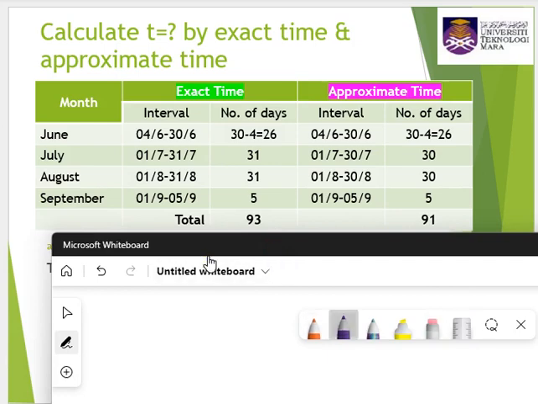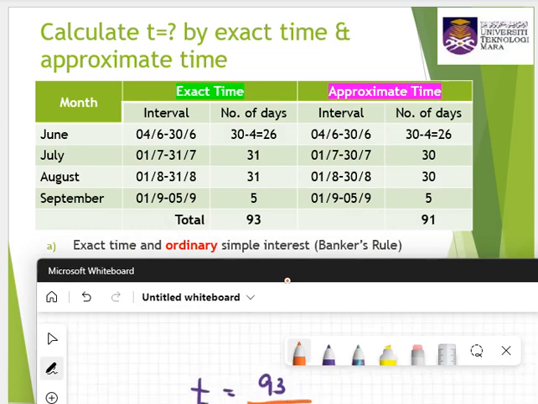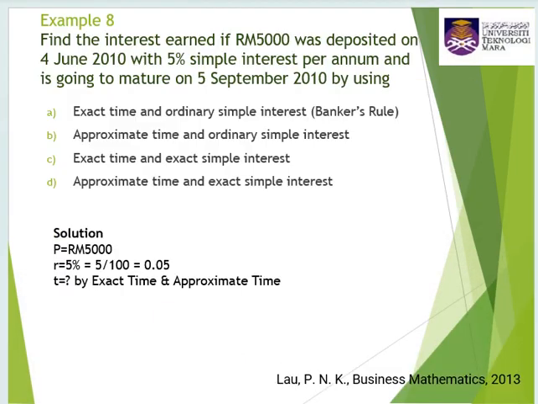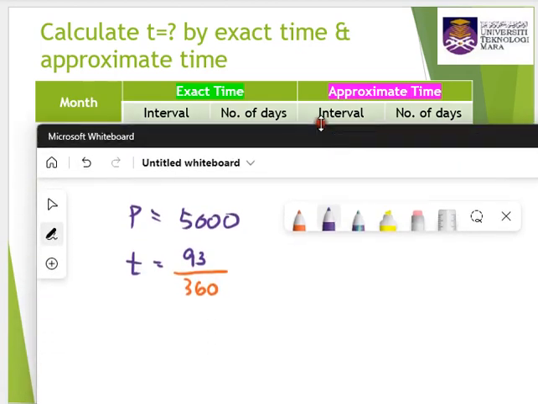In this case, the T value will be 93 over 360 days because of ordinary simple interest, whereby you need to apply Banker's rules. Okay, so as usual, get your P value, that is 5,000. Get your R value just now. What is your R value? That is 5%. So your R value is 5%, so 0.05.